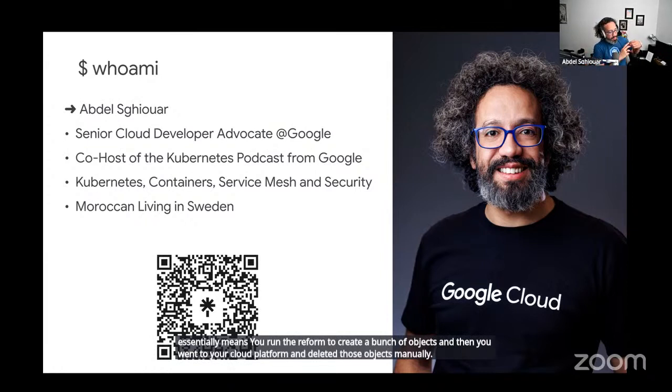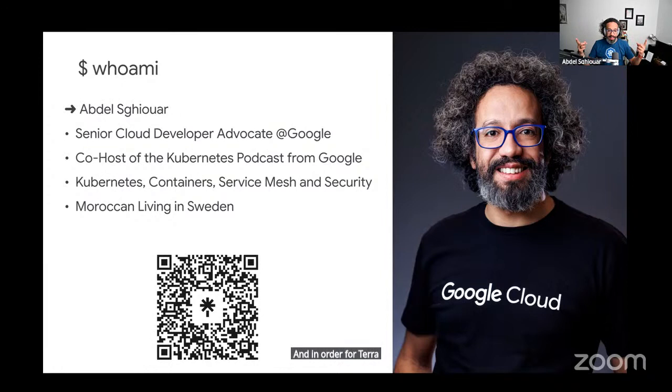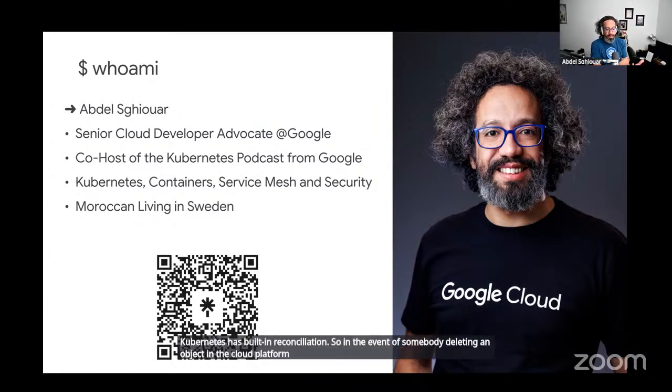And in order for Terraform to reconcile, you have to rerun Terraform one more time. Kubernetes has built-in reconciliation. So in the event of somebody deleting an object in the cloud platform that should not have been deleted, Kubernetes will automatically trigger a reconciliation and recreate it for you.